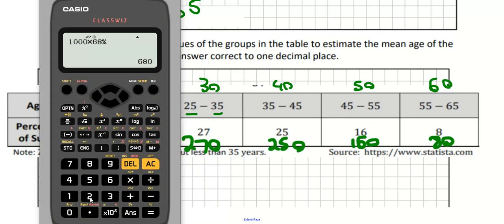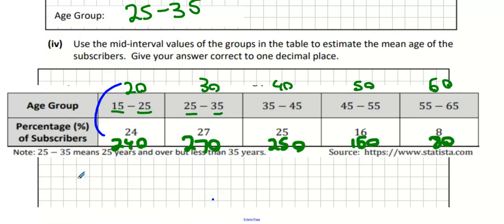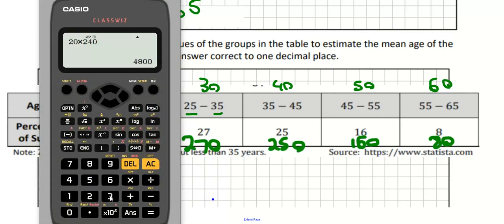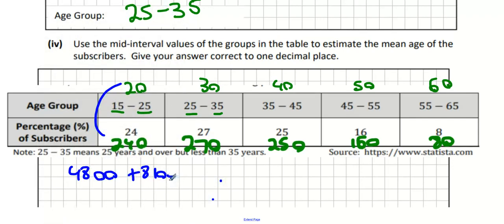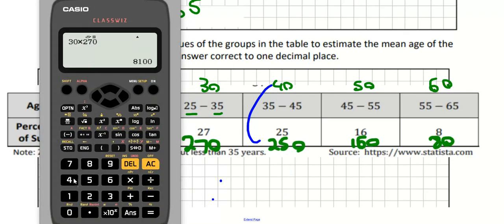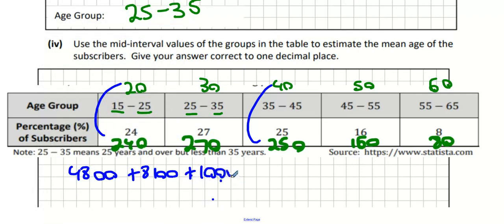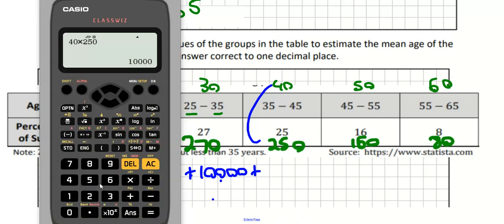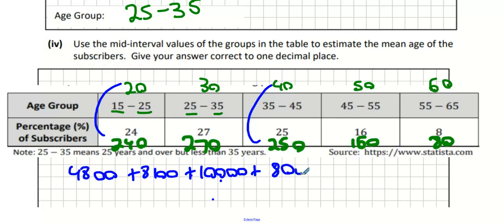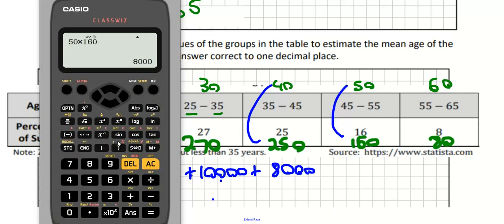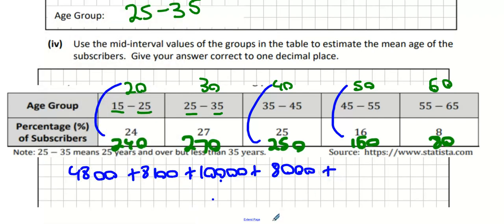20 times 240, 4,800. 30 times 270, 8,100. 40 times 250, 10,000. 50 times 160, 8,000. Wait, I already did that. 60 times 80.